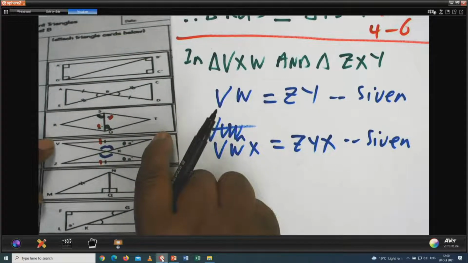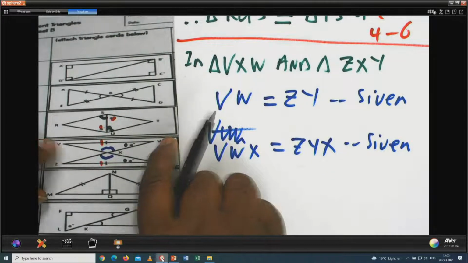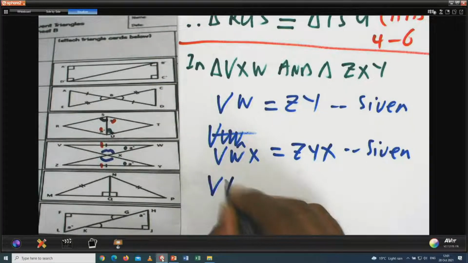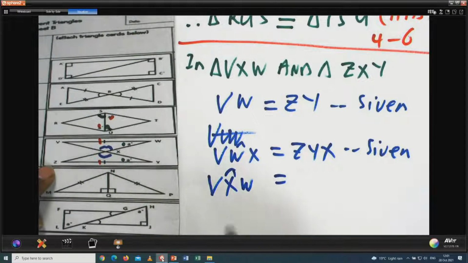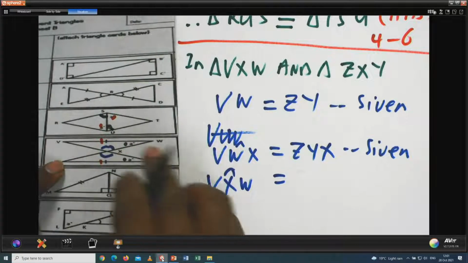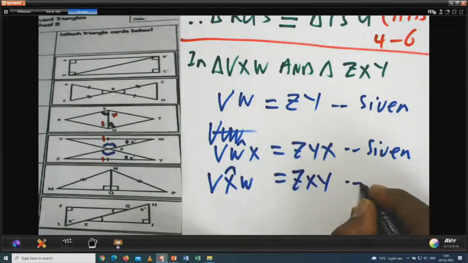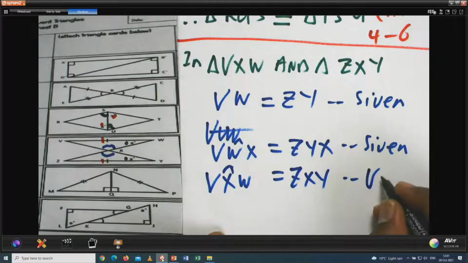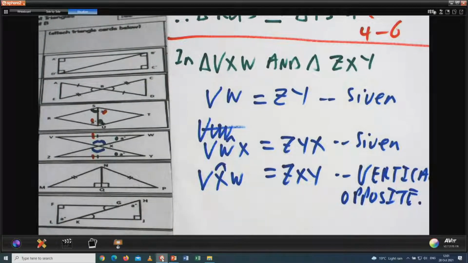Therefore, that angle, with your first letter, middle letter, and last letter, angle VXW, is equal to angle ZXY. ZXY, the middle one. But what is the reason? They are vertically opposite. So we need to know our theorems. It's important to know our theorems. And that's it. Now we've got three conditions.